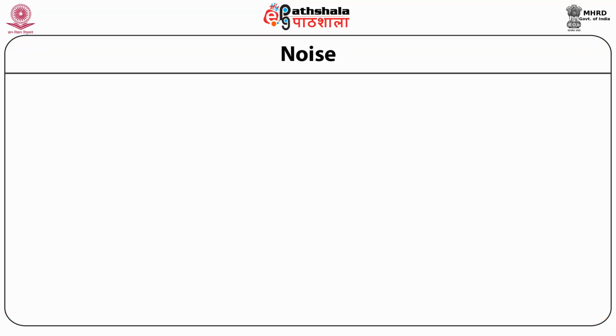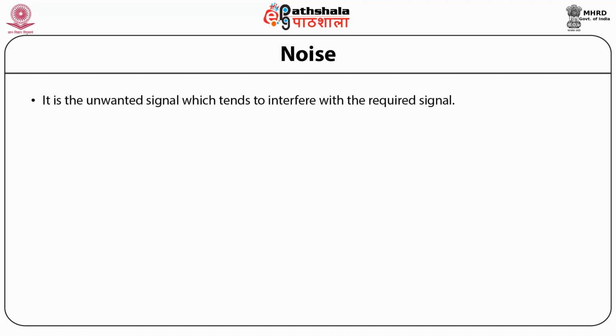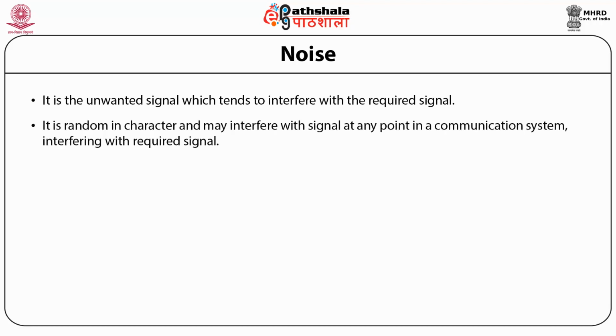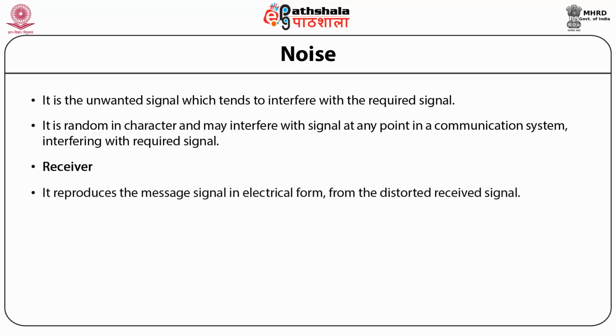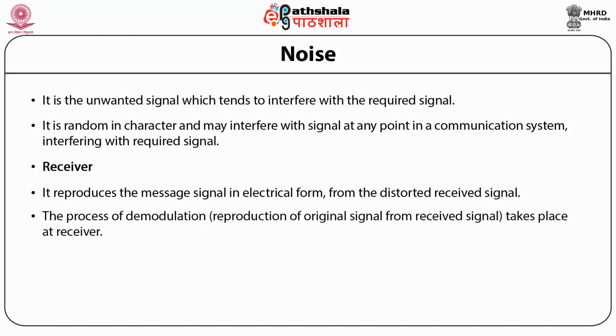Now there is noise, which is the unwanted signal that tends to interfere with the required signal. It is random in character and may interfere with the signal at any point in a communication system. Next is the receiver, which reproduces the message signal in electrical form from the distorted received signal. It uses the process of demodulation, which is the reproduction of the original signal from the received signal, and this takes place at the receiver.